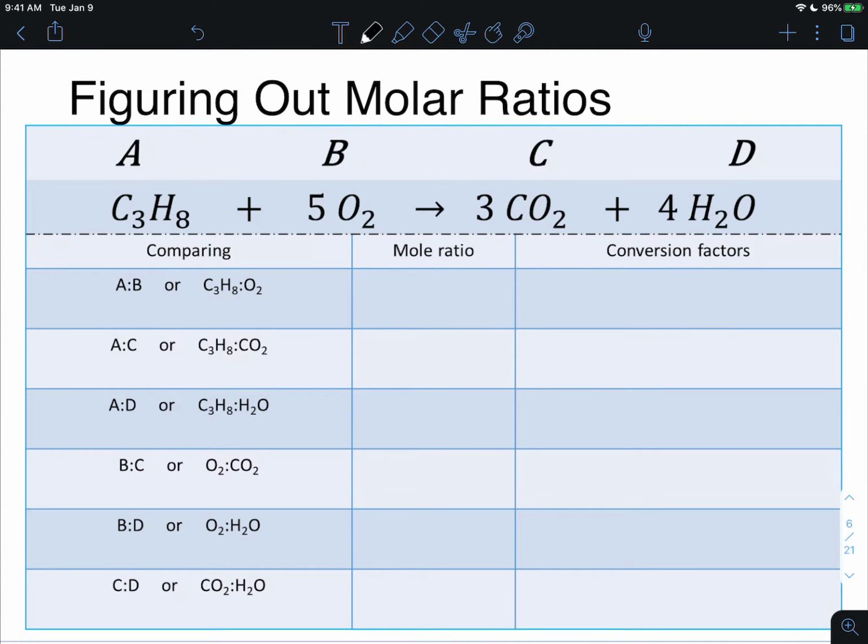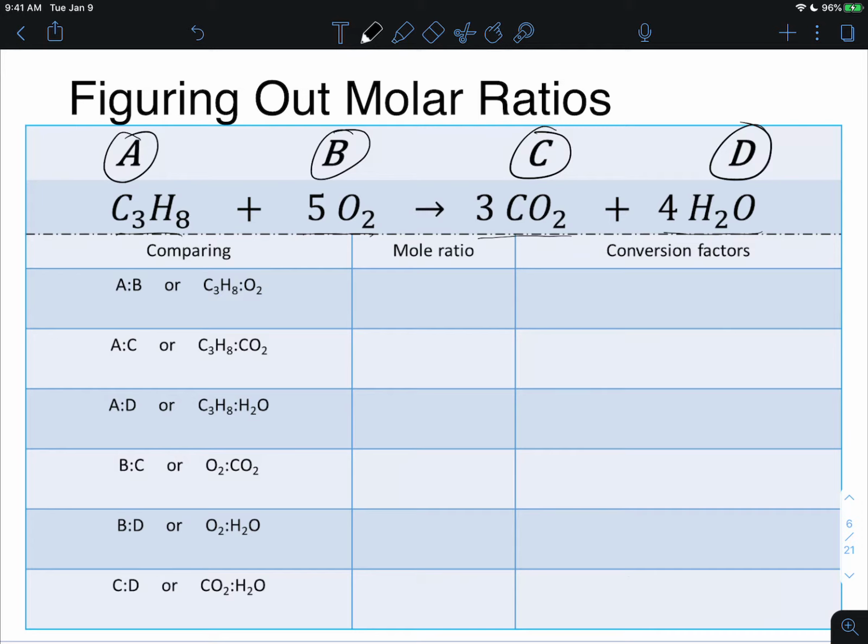So take the following equation. We've got propane reacting with oxygen gas to produce carbon dioxide and water, so another combustion reaction. And in this combustion reaction, I've already balanced it out for you guys. So we want to figure out what our different mole ratios are. So I've got substances A, B, C, and D. I've just labeled them A, B, C, and D for clarity.